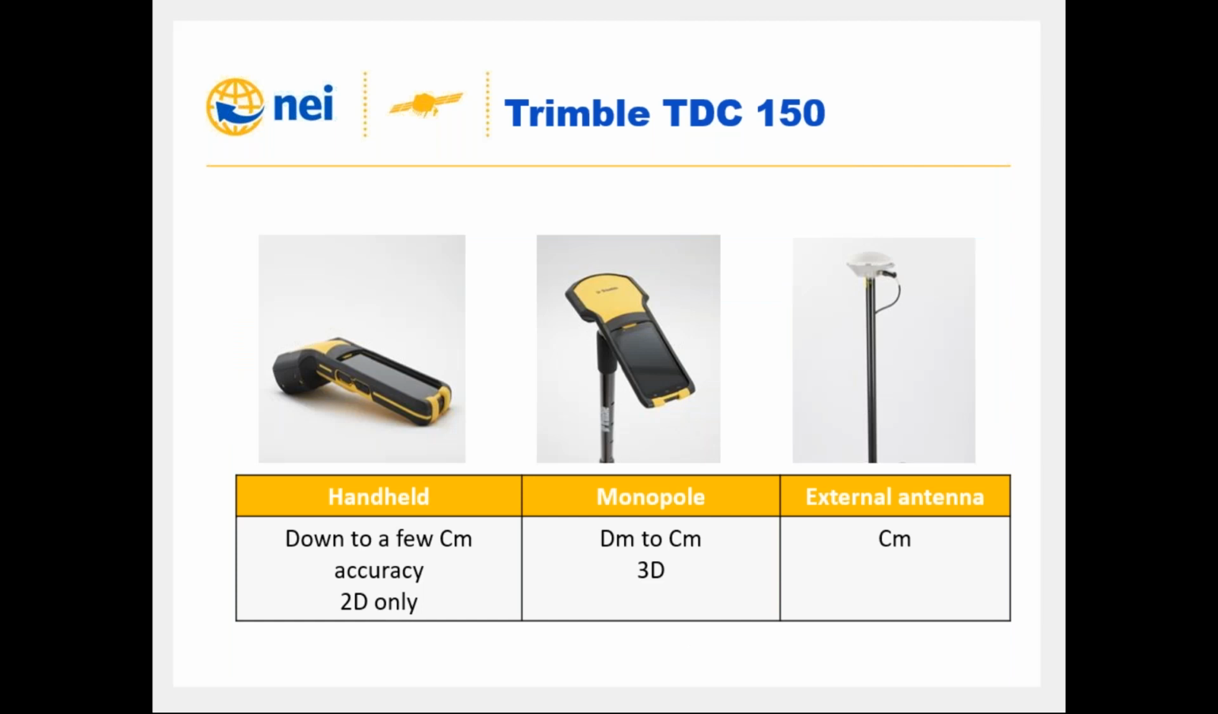So you can utilize the 150 in multiple ways. You can use it as just a standalone handheld device. You can mount it to a monopole and actually be able to do vertical data collection with that. Or if you want to have a full-blown rig for doing vertical and high accuracy, especially in challenging conditions, you can connect it with a Zephyr 3 antenna and mount everything to a pole. And we actually have a promotion going for that right now, which I'll talk about later on. So if you're interested, just let us know.